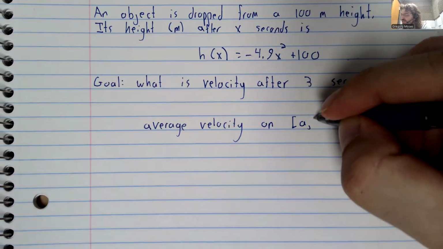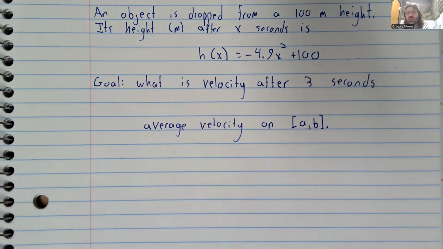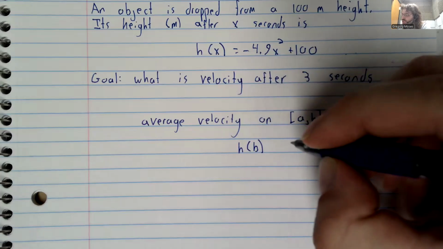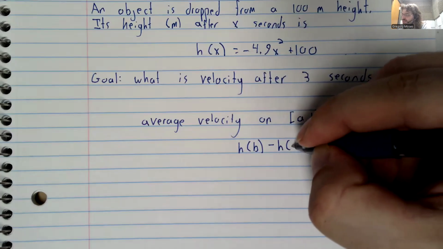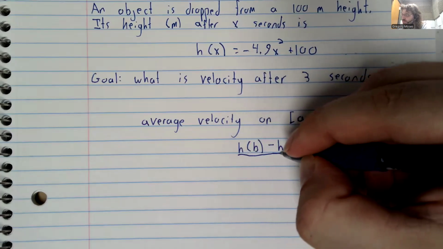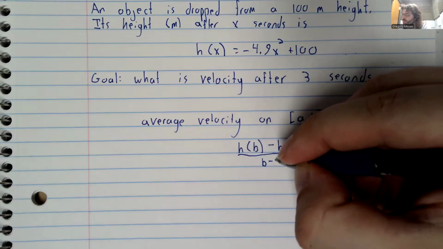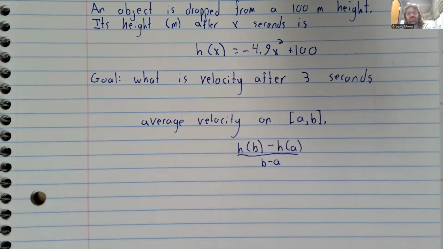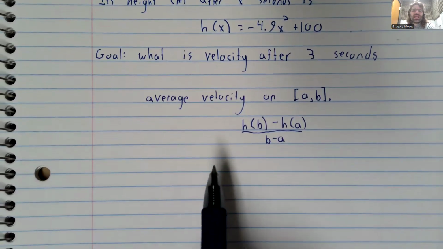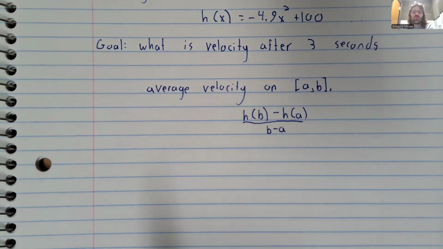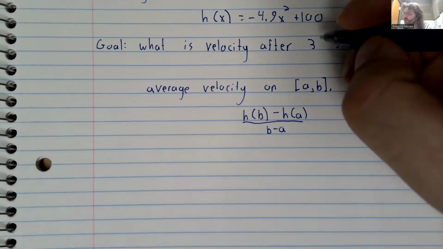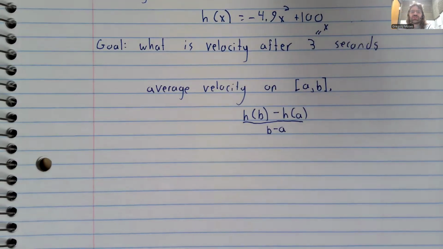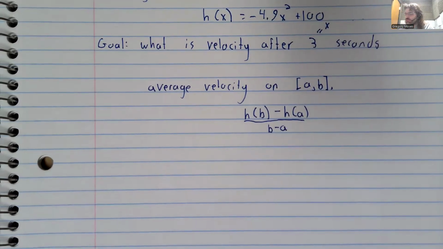The average velocity on an interval from A to B is h of B minus h of A, all divided by B minus A. So does this tell us anything useful? I think it does. I mean, we're interested in a specific value of x. We're interested in x equals 3.